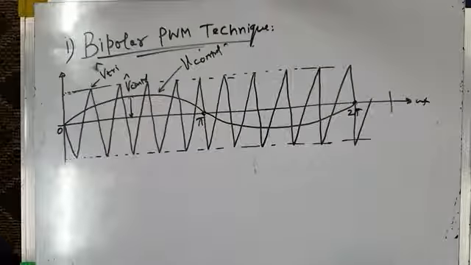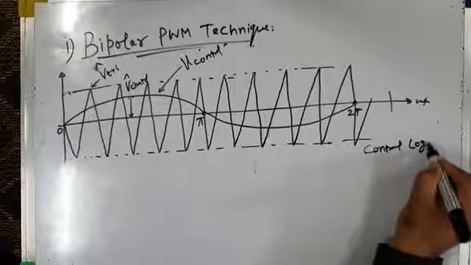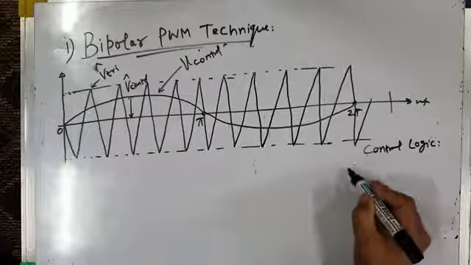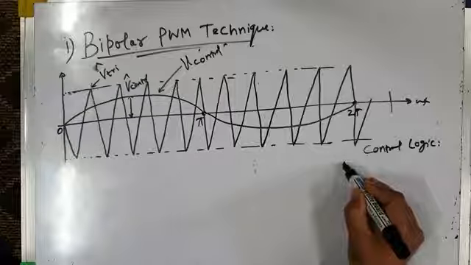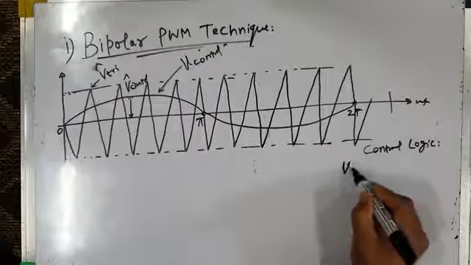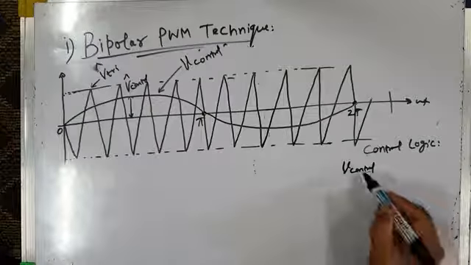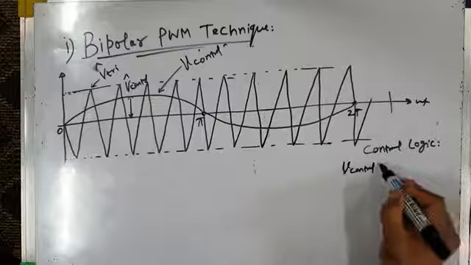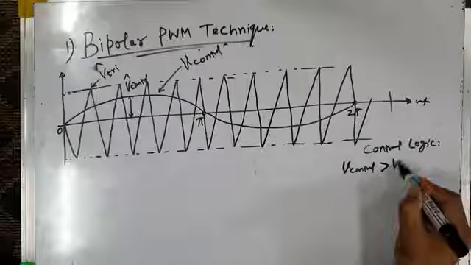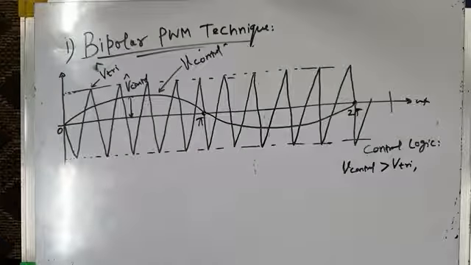And what is the control logic? The control logic is very simple. Whenever reference sine wave V control is greater in amplitude than triangular carrier wave, okay, upper switch is turned on.